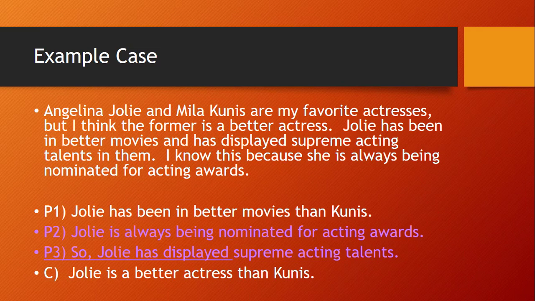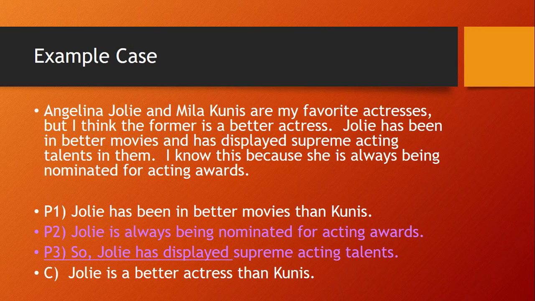So we have the first premise, Jolie has been in better movies than Kunis. We have our conclusion, Jolie is a better actress than Kunis. And then I have the sub-argument in purple. Now, if you were to actually write out this argument in standard form, you don't have to use different colored ink for the sub-argument, but I'm just doing this as a visual aid for you to see clearly what the sub-argument in this overall argument is.